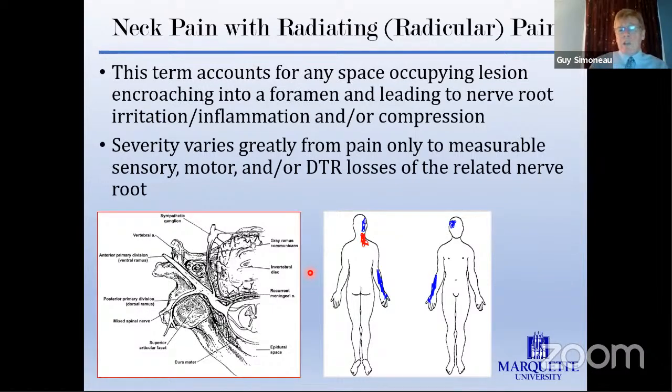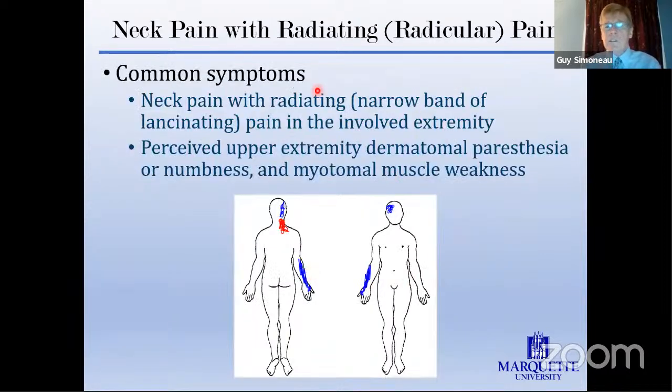So the severity, as I mentioned, will vary tremendously from just a little bit of pain to potentially some significant sensory and motor loss. So the common symptoms we expect in this group would be neck pain, with radiating pain, and radiating pain here is illustrated in blue, which tend to be more specific to a dermatome region associated with that nerve root. And also the person may feel that they have perceived paresthesia. They feel that they have a little numbness. They feel like they don't have as good sensation or motor function.